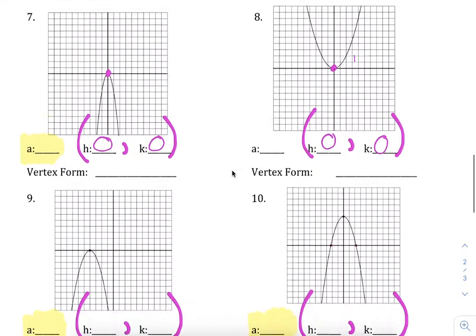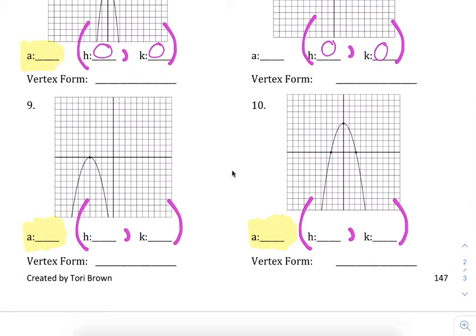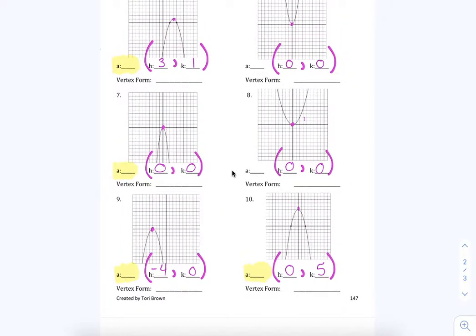Okay, last 2 on the bottom. My vertex for 9 is left 4, so we're going to go negative 4 and 0. Problem 10, my vertex is up 5, so we're going to go 0 and then positive 5. Those are my vertex. Zoom out for a second if you need them.